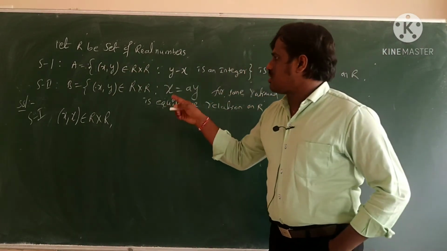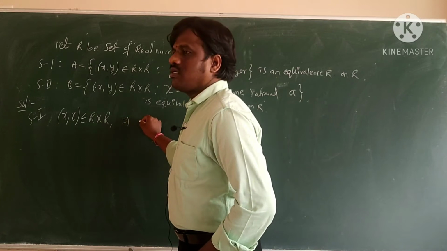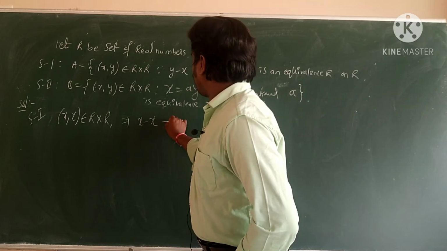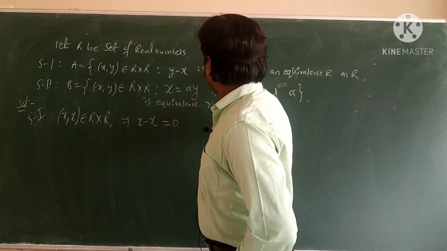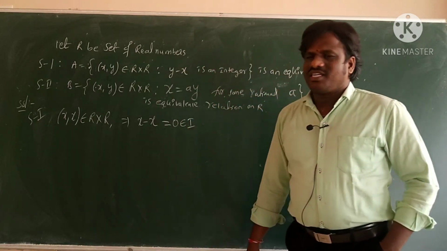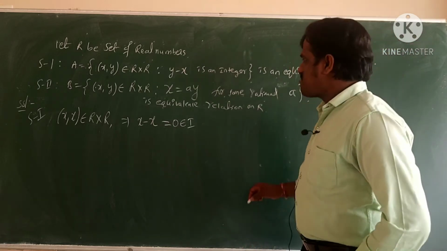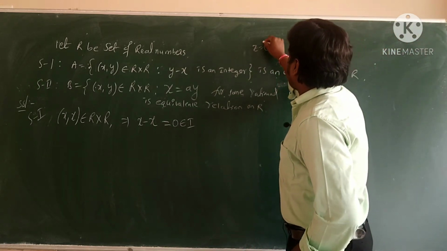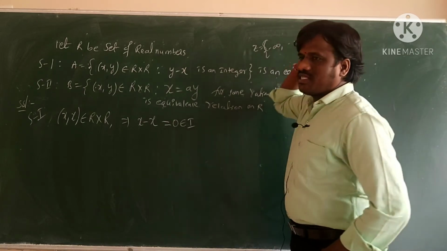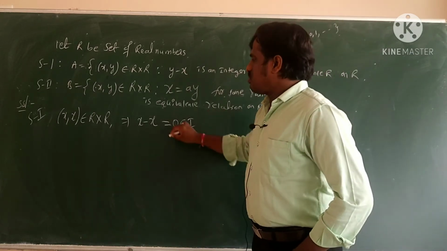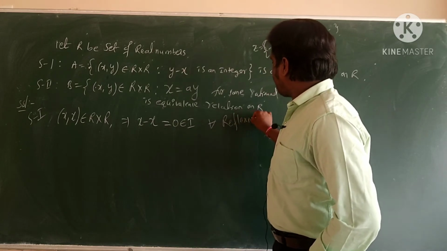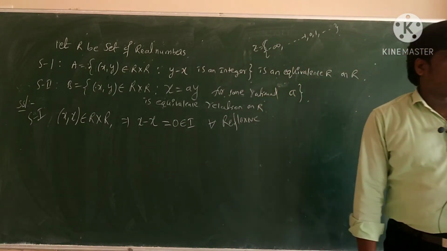(x, x) belongs to R. Then I can write x minus x, which equals 0. Is this 0 an integer? Integers are minus infinity to minus 1, 0, 1 to infinity. So it is an integer. Hence it is reflexive. Statement 1 is reflexive.